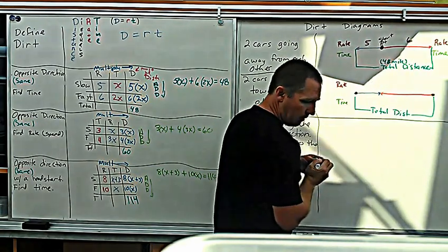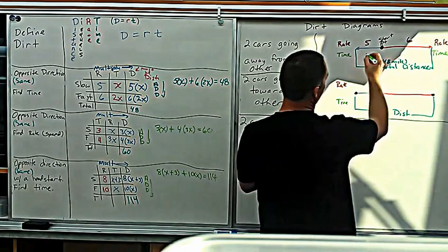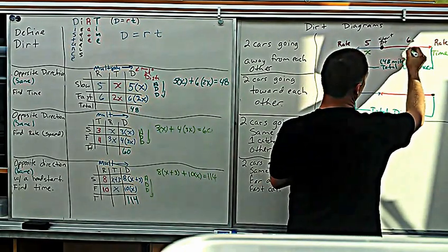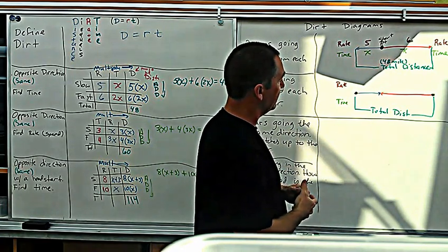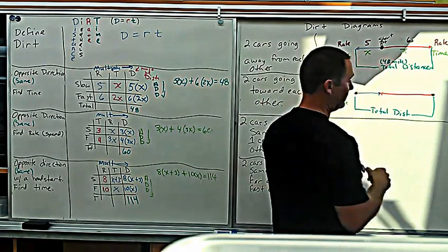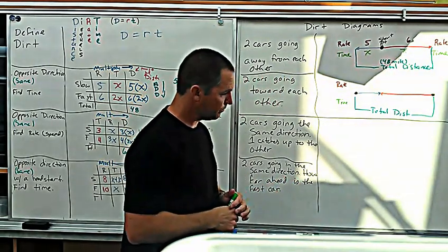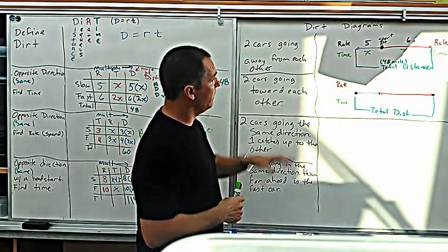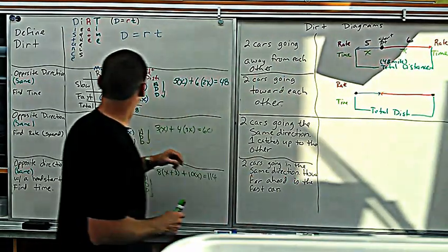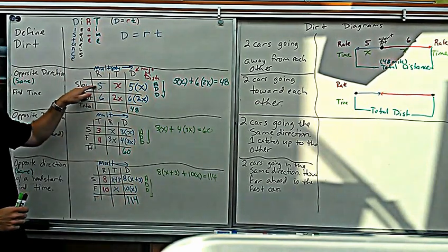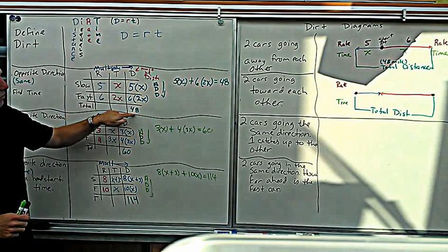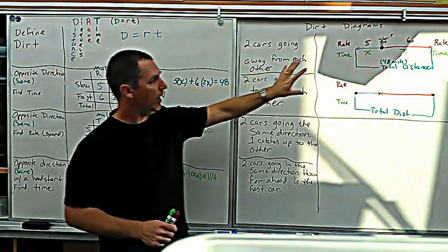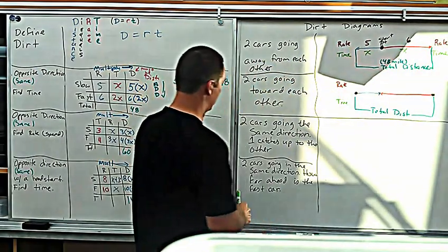What they didn't tell me about was my time, and so my time here is x, and my time here is x. So they started and stopped at the exact same time, so both of those are x's. There was not a head start in any way. Okay, so that's how you do it. And then you would take this information and plug it in here. We have a slow rate, fast rate, slow time, fast time, total distance, just like we have over there. So after you draw your diagram, you can fill in that chart.